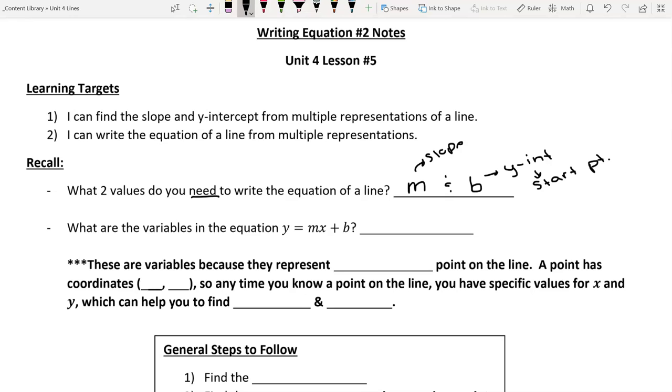So what are the variables in this equation? M and b stand for things, so they're not variables. X and y are your variables, because what x and y represent is any point on the line. X comma y is a point, okay? A point has coordinates x, y. So anytime you know a point on the line, you have x and y. You don't have m and b. M and b are separate values, okay? M is your slope, b is your y-intercept. X and y stand for any point, okay? So you have specific values for x and y, which can help you find your m and your b, or your slope and your y-intercept. So sometimes we're going to use a point to find m or find b. All right, that's what we're going to be working with today.